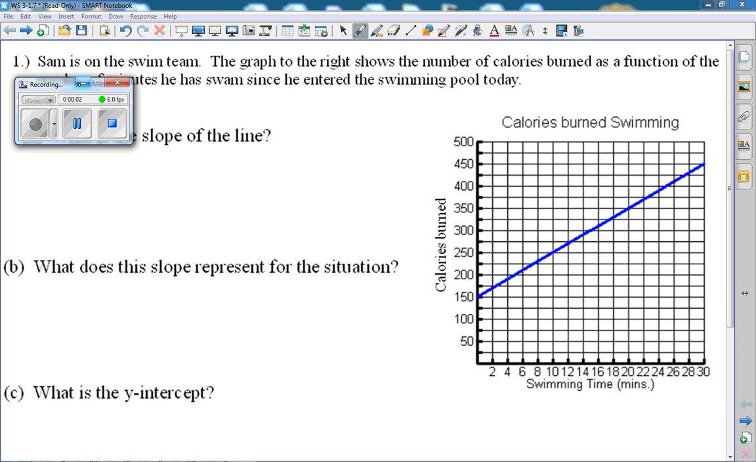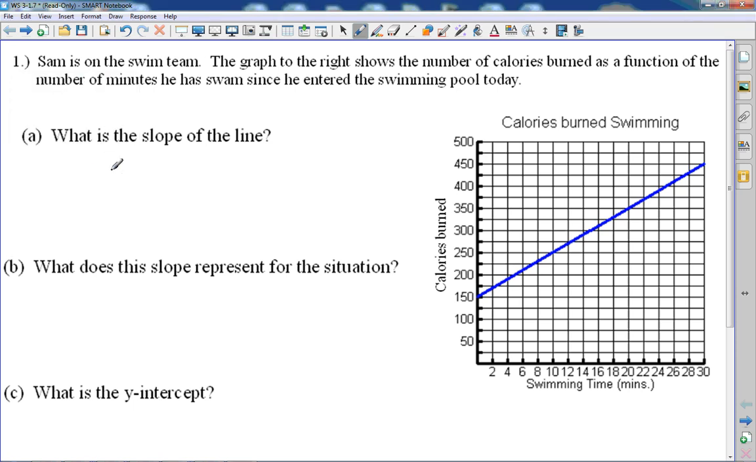In this video, we're still working on slope and y-intercept and graphs. This assignment will go along with 3-1.7. Okay, first off, it says Sam is on the swim team. The graph at the right shows the number of calories burned as a function of the number of minutes he swam since he entered the swimming pool today.